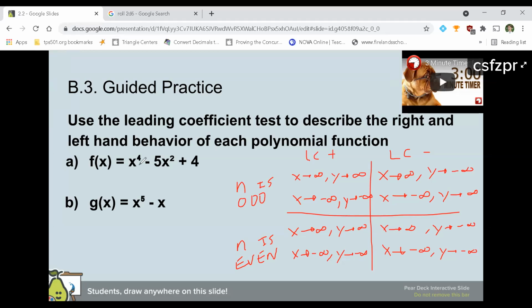All right, Max, what is the degree of this function? 4. Yes, 4. That's right. What is the lead coefficient? 1. All right, so we have an even degree, positive. So as x goes to infinity, what happens to y? What about if x goes to negative infinity? Cool. It'll look like a parabola. Again, some stuff might happen in the middle here, but when it gets really big or really small, it's going to look like a parabola.